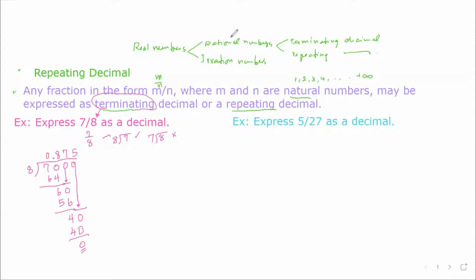Okay, now next example. Express 5 over 27 as a decimal. This 5/27, we can write it down like this, same meaning. So how do we convert to decimal? Again, if we don't use a calculator, we do it manually, using long division. So in this case we have 5 divided by 27.